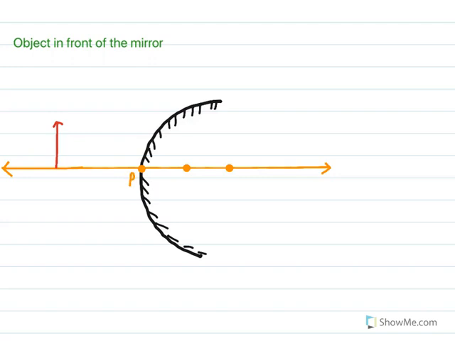Now, object in front of the mirror. So we have the pole, focus, center of curvature. Here is an object kept in front of the mirror. So we name it A, B. Now to find the image, we always draw two rays. We'll draw one ray that is parallel and one ray that is heading for the center of curvature. So that ray would be something like this.